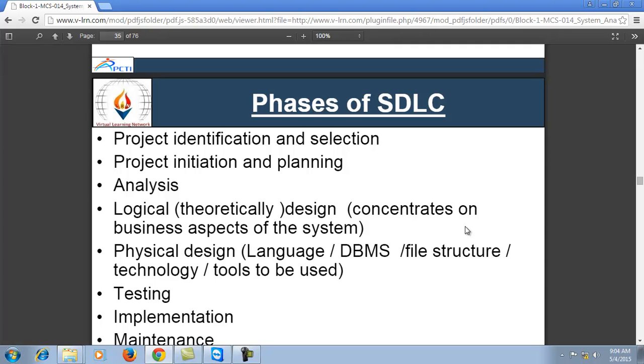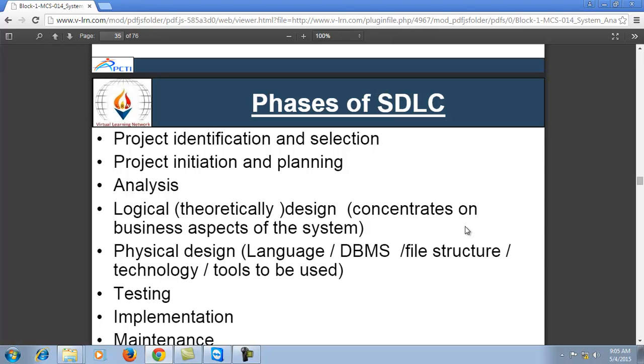Next is physical design. So whatever file structure we have created in our discussion, whatever database we have discussed, and the languages we are working with. When we talk about the languages, it means we are talking about computer languages like C, C++, VB.NET, C#, assembly, COBOL, Logo, and many more computer languages.